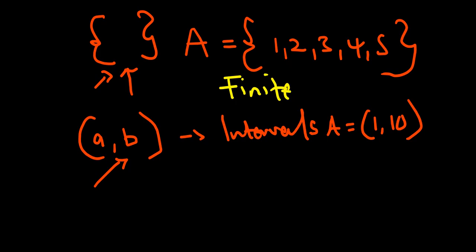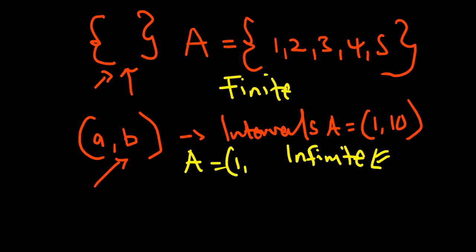When this set is represented in the form of an interval, we say that set is called an infinite set. So what is an infinite set? It is a set that contains elements that are not countable. We cannot count the numbers that are between 1 and 10. There are just so many numbers. Even if we had a set like A equals 1 to 2, the members that it has are uncountable. There are a lot of numbers between 1 and 2, so it's an infinite set.